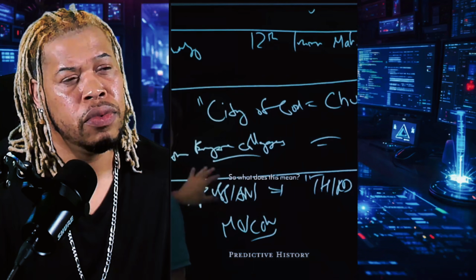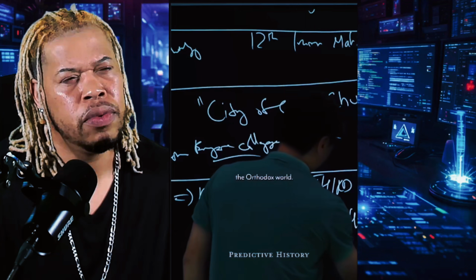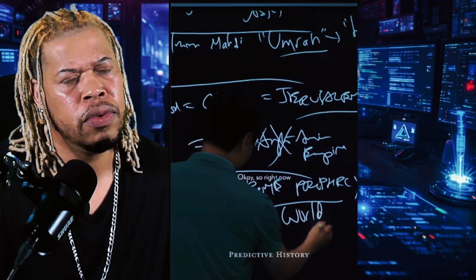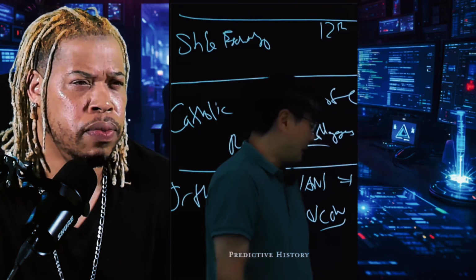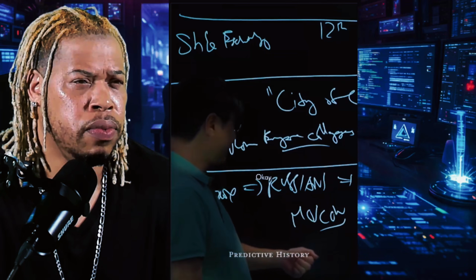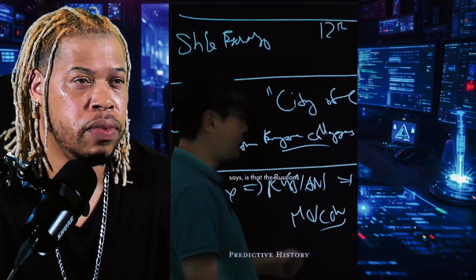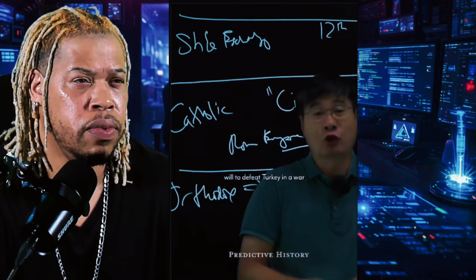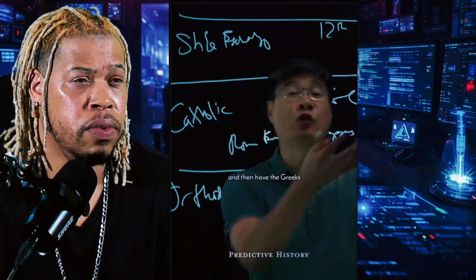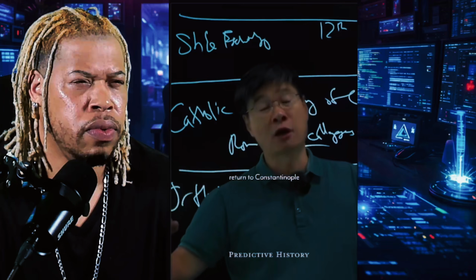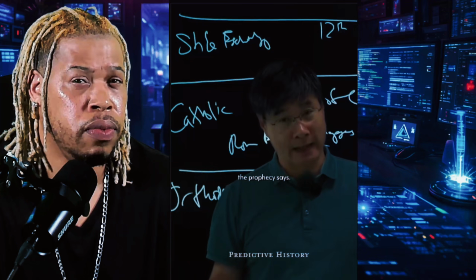So what does this mean? It means that Russia will unite the Orthodox world. Right now the Orthodox world is split into Eastern Orthodoxy and Greek Orthodoxy. And something very important that this prophecy says is that the Russians will defeat Turkey in a war, and then have the Greeks return to Constantinople, which is modern day Istanbul. That's what the prophecy says.